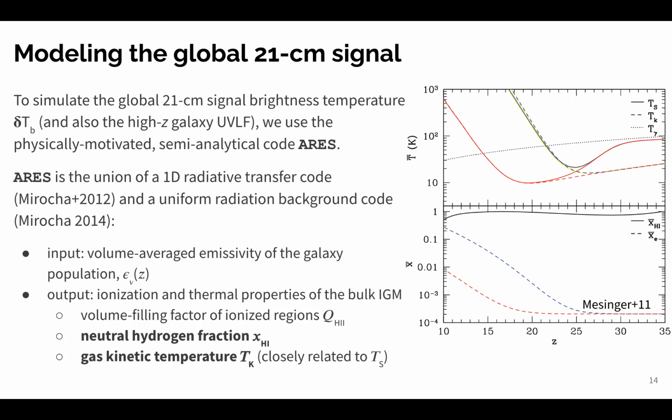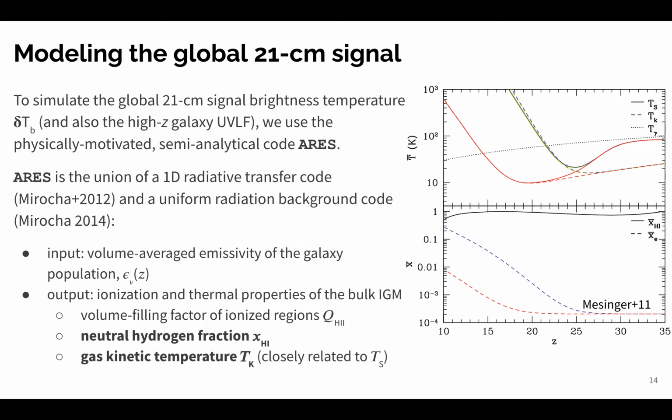So the input into Aries is the emissivity, so all of the radiation that's produced by galaxies, the galaxy population, and that's derived from the dark matter halo mass function. And then the output from Aries is the ionization and thermal properties of the bulk IGM, which is what's needed to model that brightness temperature. And so the main quantities that we're interested in are the neutral hydrogen fraction and the gas kinetic temperature, which is closely related to the spin temperature, as we talked about.